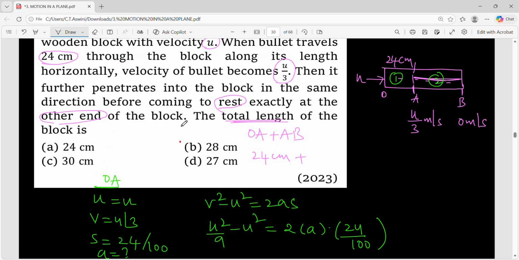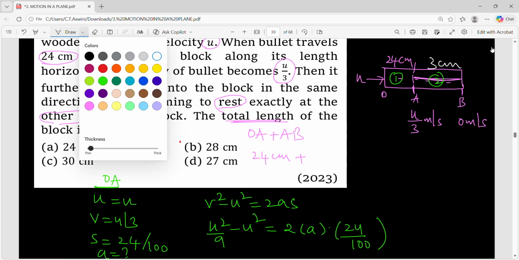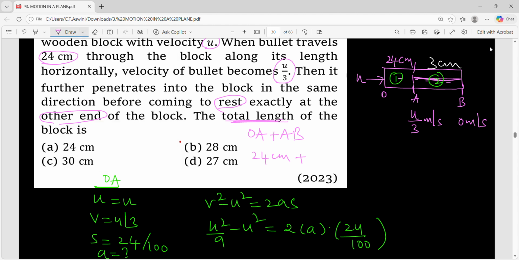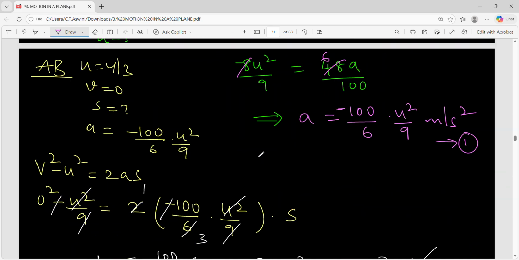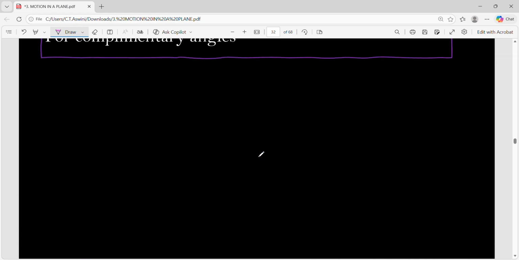So you got the AB distance now. This AB is 3 centimeters. Now what is the total length of the block? It is 24 plus 3, so it is 27. Very easy. You are all the time using equations of motion only. But you must be aware of how to apply them. So understand the question. That will automatically help you how to use the formulas.